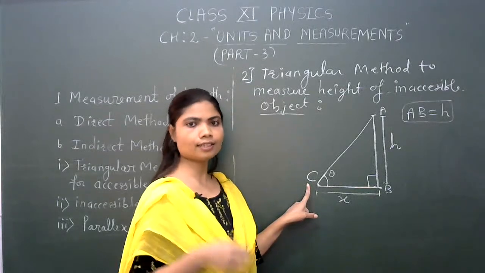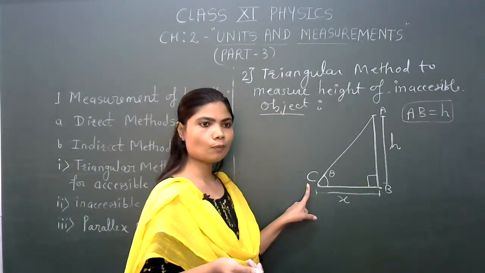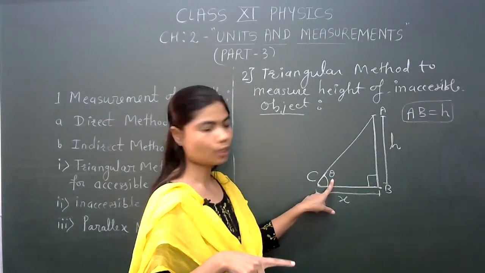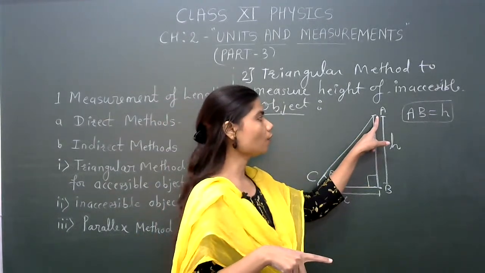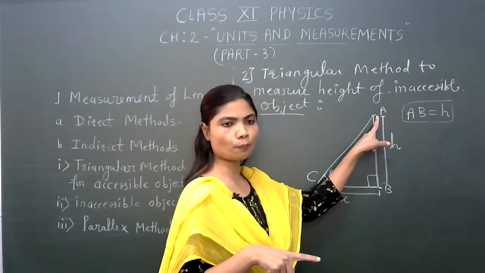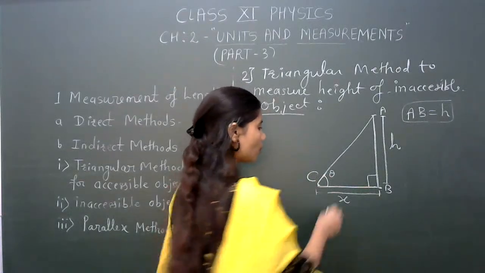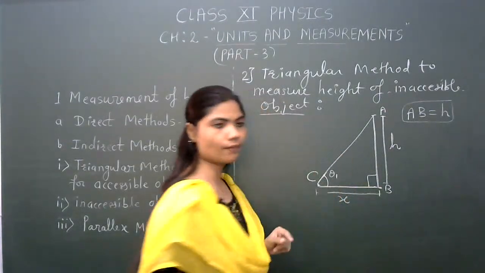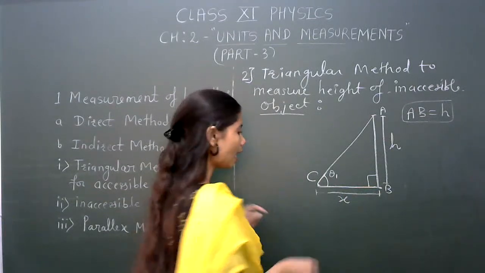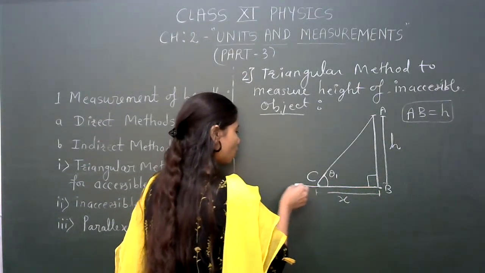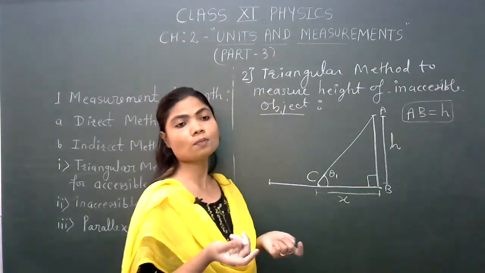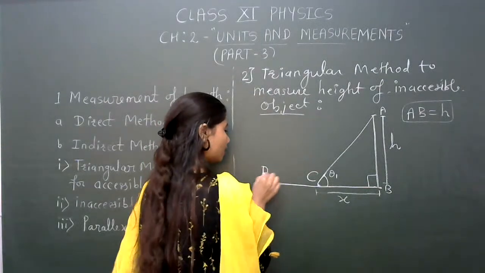The instrument secant is common here as well, right? With the help of which we will first measure the first angle of elevation, the angle of elevation of the peak of the mountain, that is from A, the top position. So at point C, you are going to measure the first angle of elevation as theta 1, right? And similarly, you are going to consider one more observation point named D.